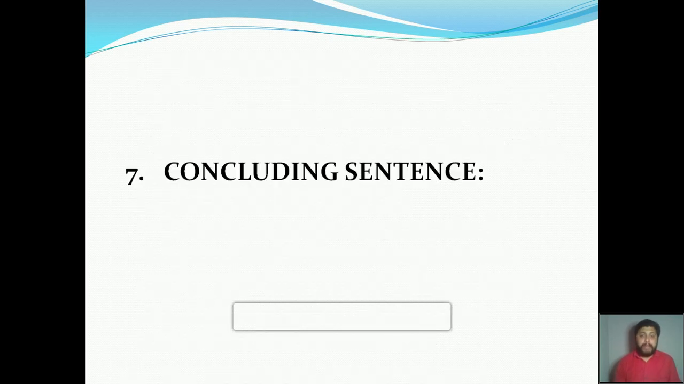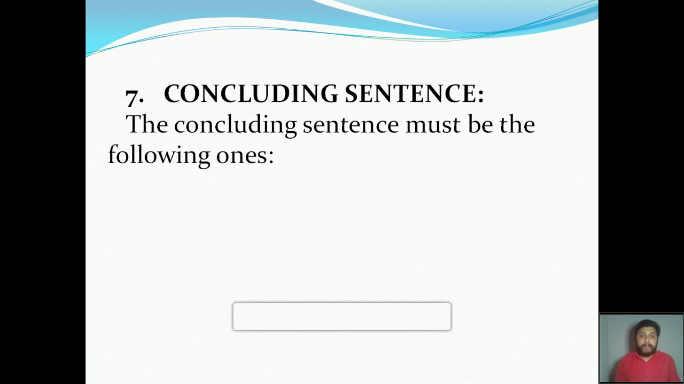Now finally, the concluding sentence. The concluding sentence must be the following ones.